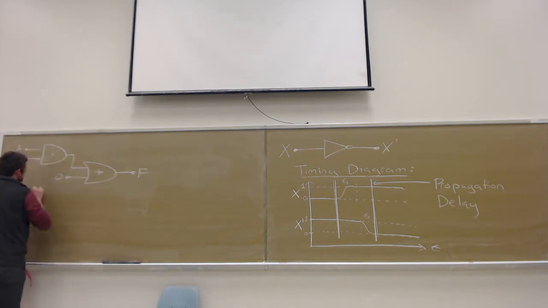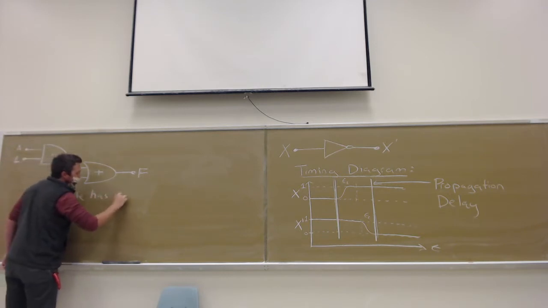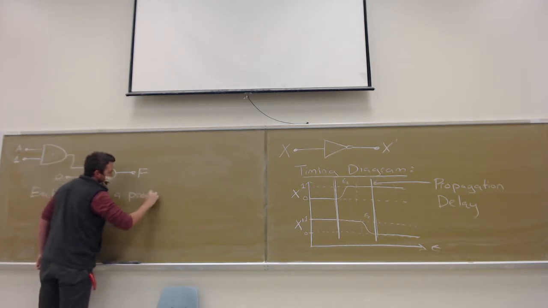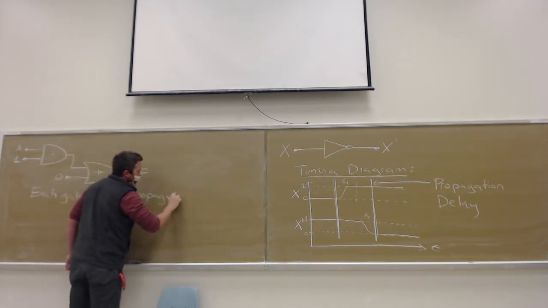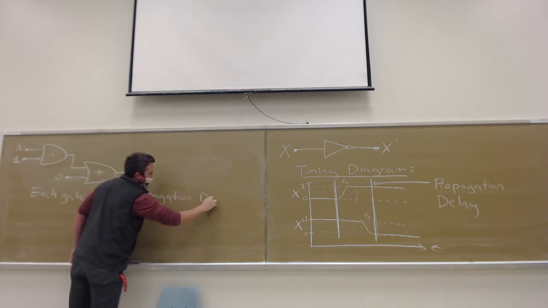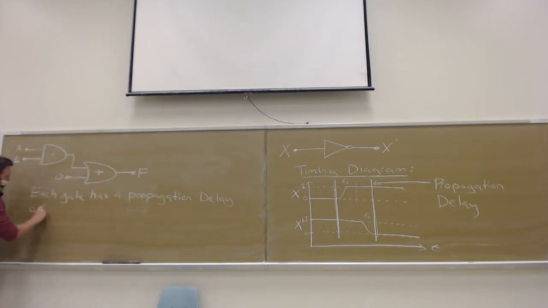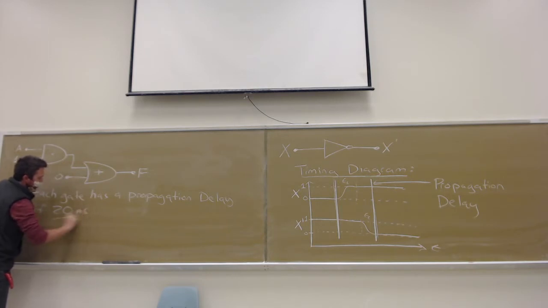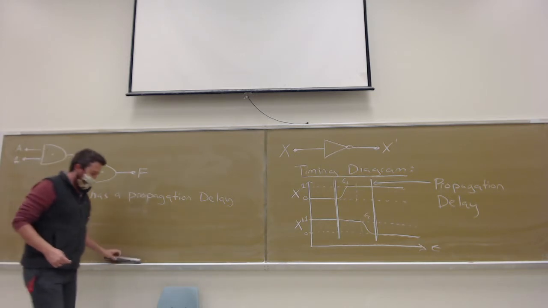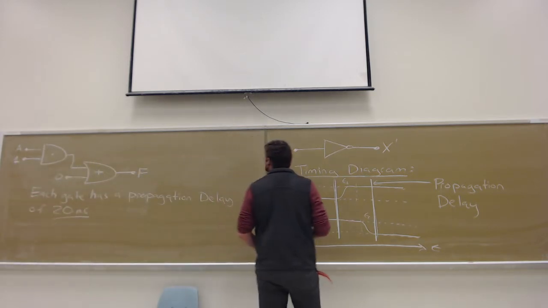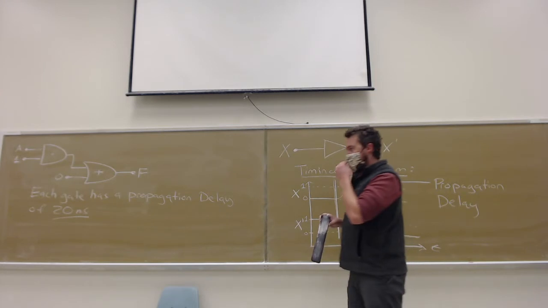And we'll say that each gate has a propagation delay of 20 nanoseconds. So each gate is going to delay by 20 nanoseconds. What we want to do is draw, we'll do it over here, the timing diagram for this circuit.